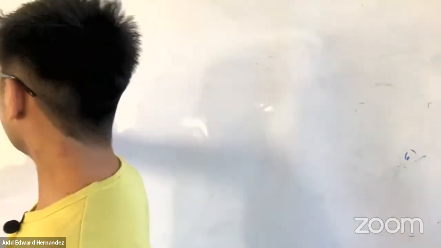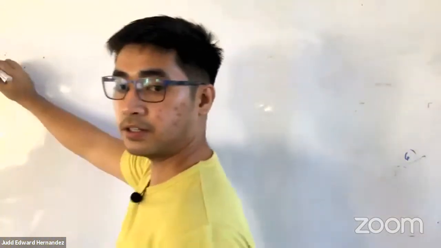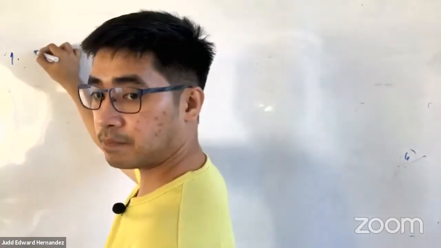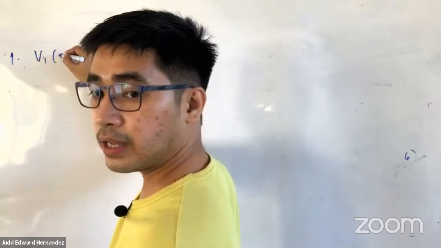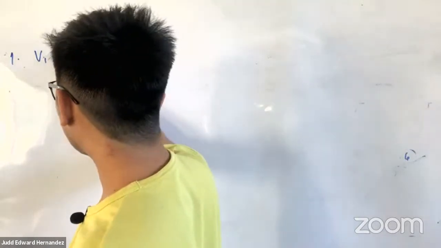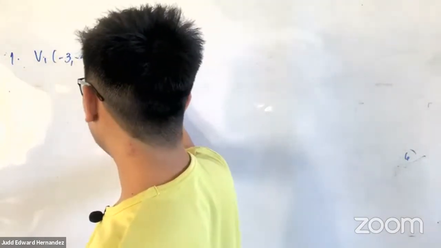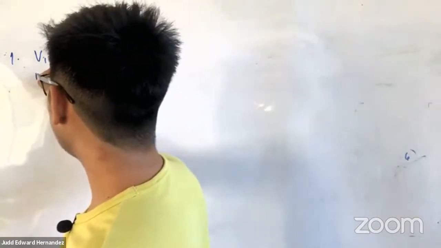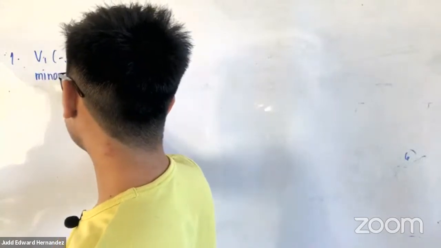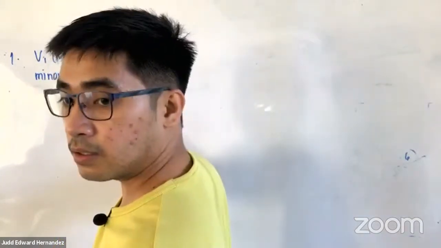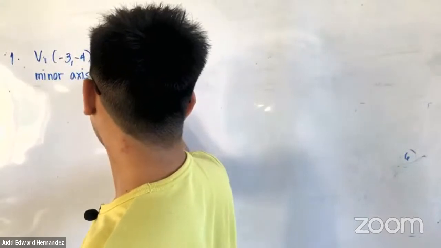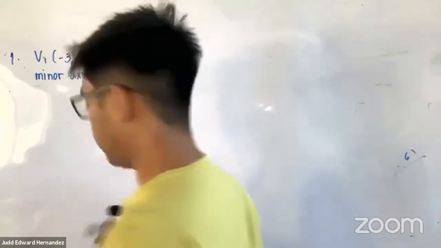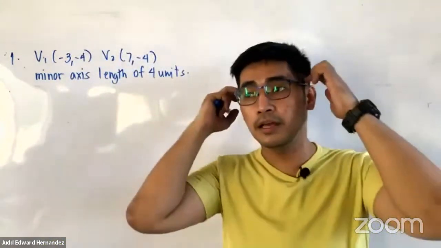Okay, sabi dun sa first condition natin. For the first condition, ang sabi niya, we are given V1 located at -3, -4, and V2, its location is 7, -4. And it has a minor axis length of 4 units. Okay, hinahanap ngayon yung standard equation.